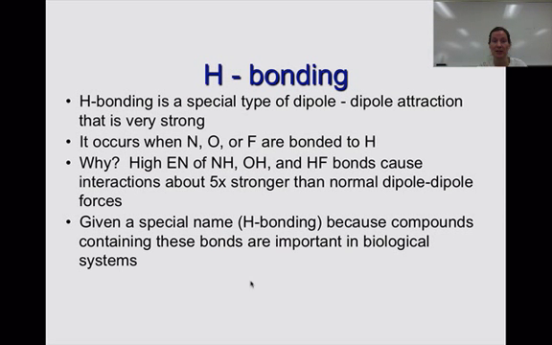Your next type of intermolecular force is called hydrogen bonding. I hate the name because it's not a bond, right? You have nonpolar covalent, polar covalent, and ionic bonds. This is an intermolecular force. It's a force of attraction between different molecules, so it isn't an actual bond. But biologists named it, so you just kind of go with it.